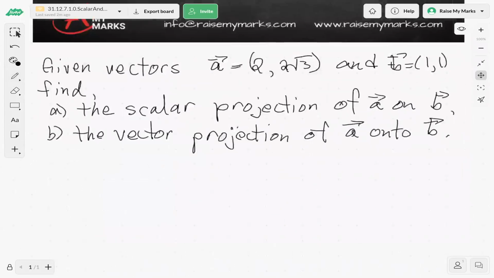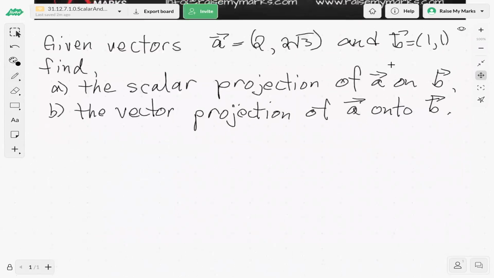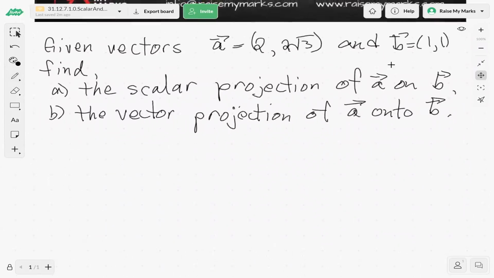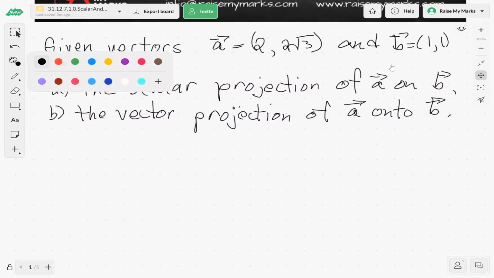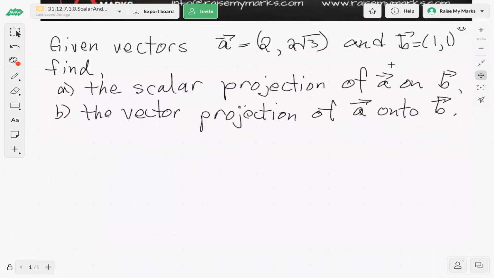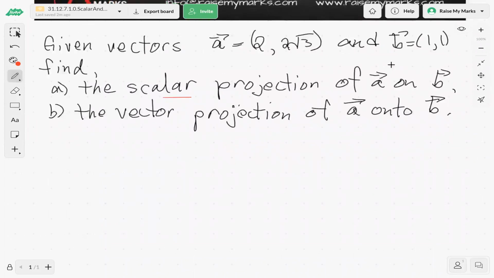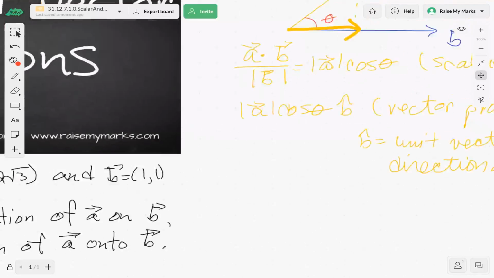So we're given vectors A and B, right? And we're asked to find the scalar projection of A on B and the vector projection of A onto B. Okay, so what does it mean? What does scalar projection and vector projection mean? So I think we have it written up here.